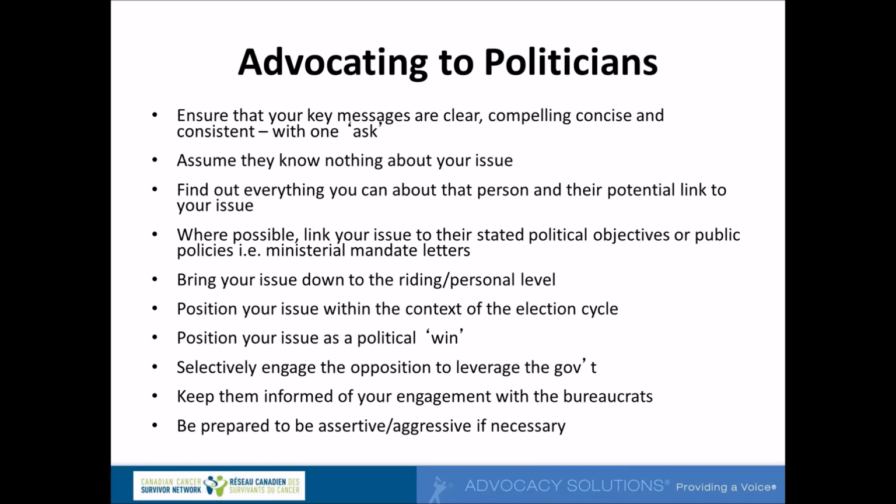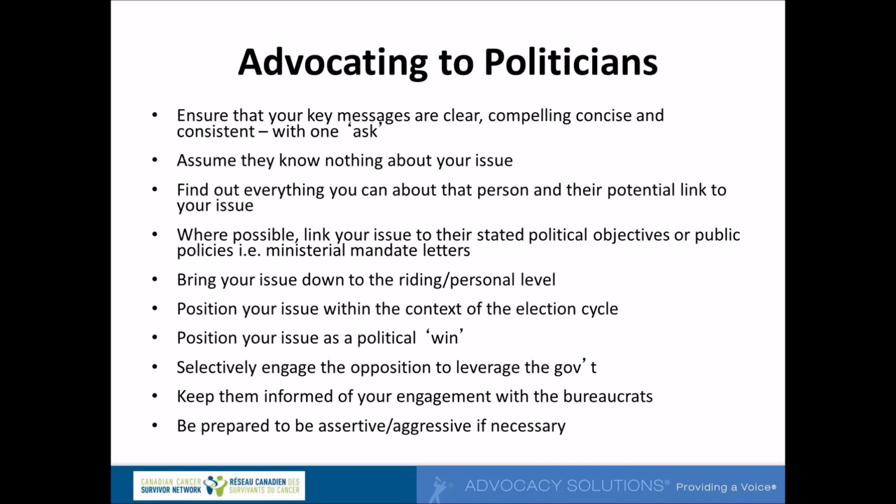We've had really good success at not just saying, look, this is an important issue for the people of Canada or the people of British Columbia or whatever it may be, but showing that this is an important issue for the people who live in your community and whom you represent in the legislature. When you can do that, that's important. Position your issues within the context of the election cycle, which is just the period of time between elections, and it's really important to understand some of the basics around that.